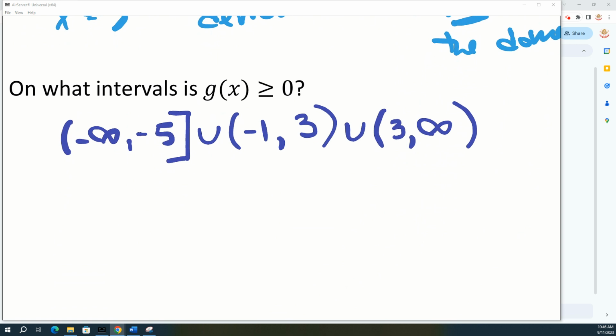All right, I'm going to give you two papers. So this second sheet, we're going to keep adding to it every day this whole week.